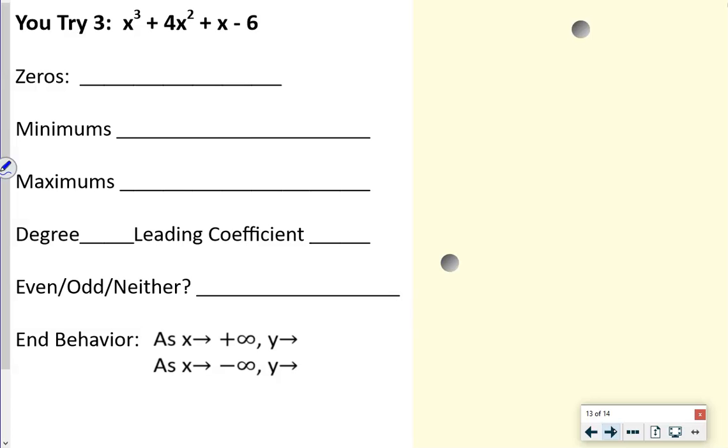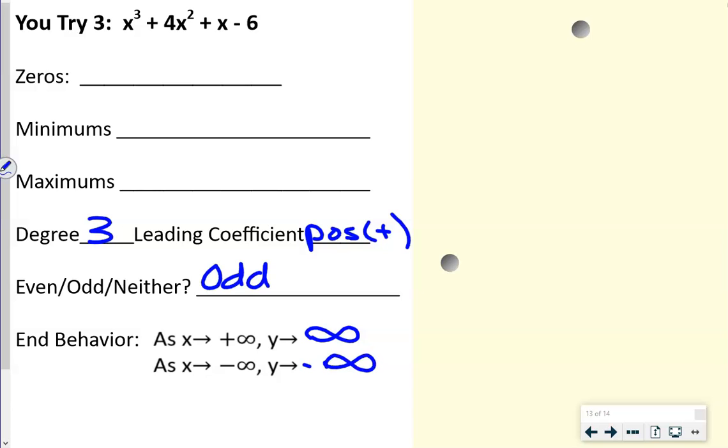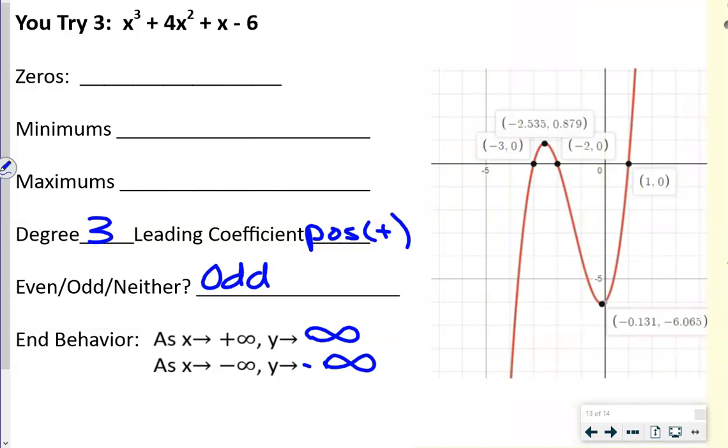All right, so go ahead and try this one, and then come back to me when you're done. So once again, this is a third degree. Leading coefficient is positive, so that means that it's odd, right? So our end behaviors are going to be, as we approach positive infinity, the graph's going to approach positive infinity. As we approach negative infinity, the graph's going to approach negative infinity for our f of x, or our y. So let's look and see if I'm right.